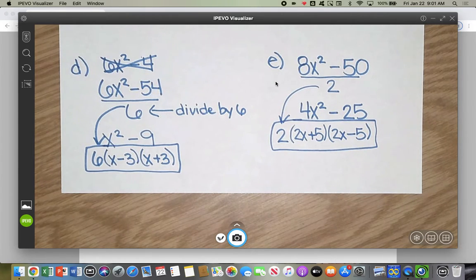So guys, we will be doing more practice with factoring. You do have, I believe, 6 of these to try on your own. Oh, it's 8. Sorry.